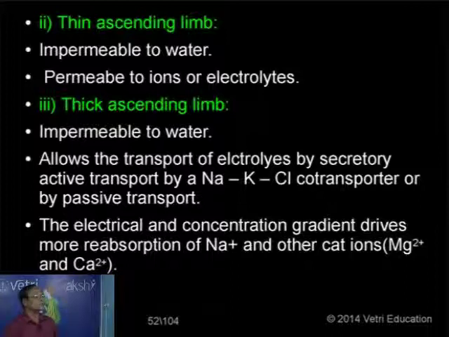And as a result, when the solution reaches the upper part of the ascending limb, it becomes diluted. It has low osmolarity when compared to the lower part, where you have higher concentration or hypertonicity. When it reaches above, it becomes hypotonic in nature. This is because of the sodium potassium chloride co-transporter mechanism by means of active transport, also called secretory active transport, by spending energy.